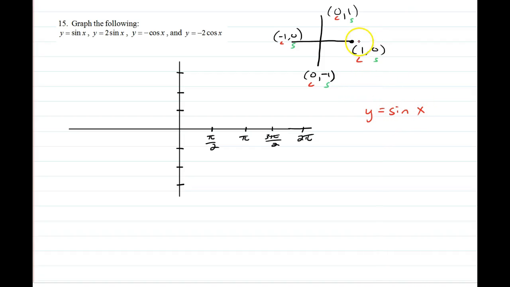So now let's start at 0 degrees. So at 0 degrees, sine is 0. At 90 degrees, it's 1. At 180, it goes back to 0. -1 for 270. And back to 0. So here is our sine.